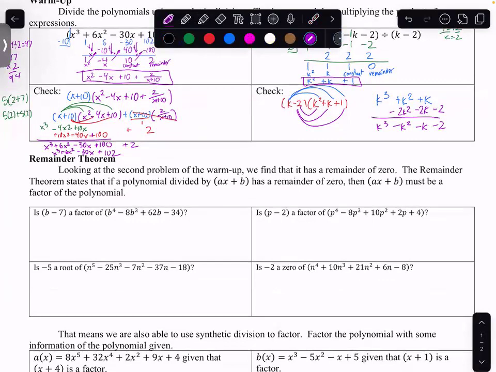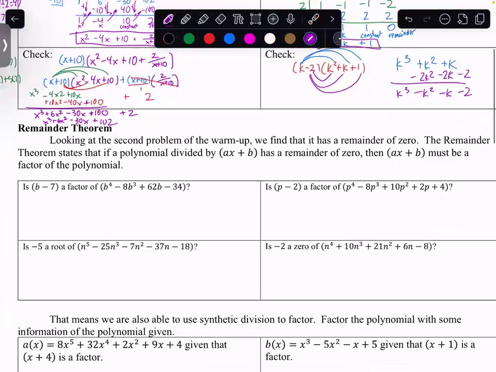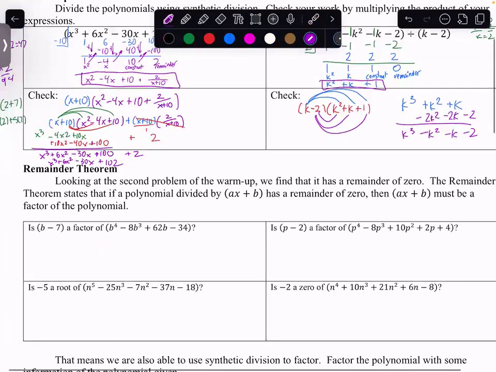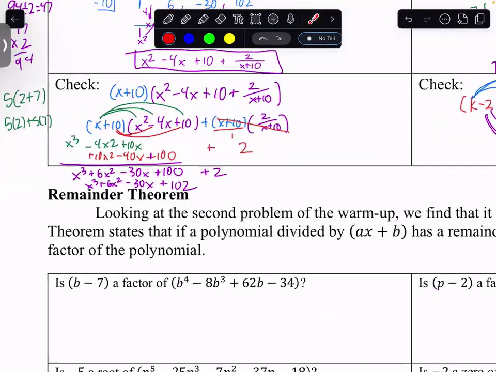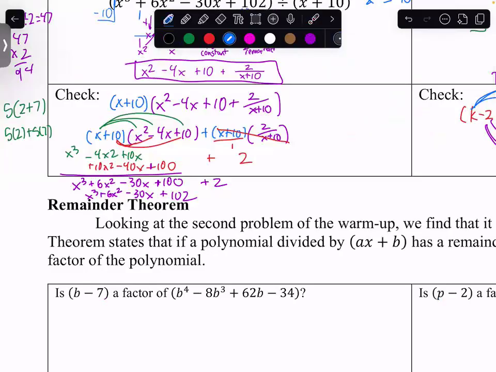All right. Let's go ahead and introduce our last topic before the quiz. So we have something called the remainder theorem. We've been dealing with remainders over the past couple lessons. Okay, so all the remainder theorem is saying is that if the remainder is 0, then the thing you divided by is a factor, right? And it's the exact same thing as it is with whole numbers, right?